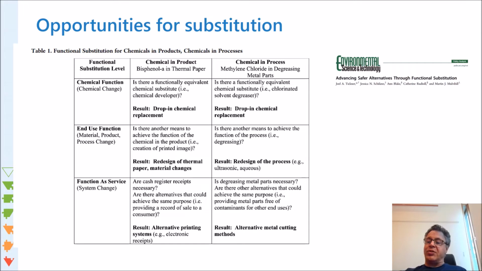Finally, we could even substitute the service function and ask, do we need paper receipts at all? We could instead replace them with electronic receipts. And I believe this is the direction we're slowly moving towards in society.